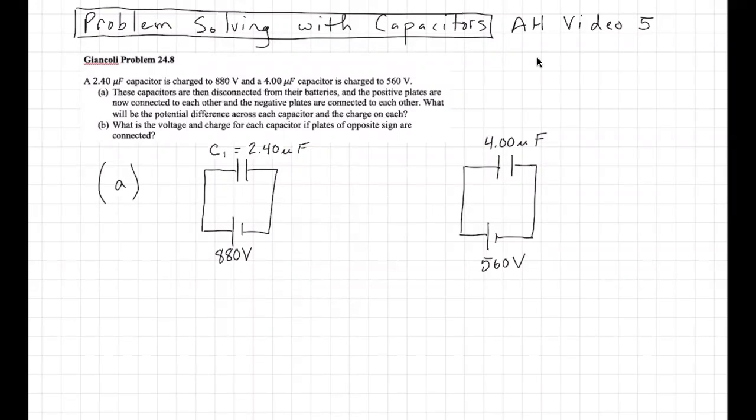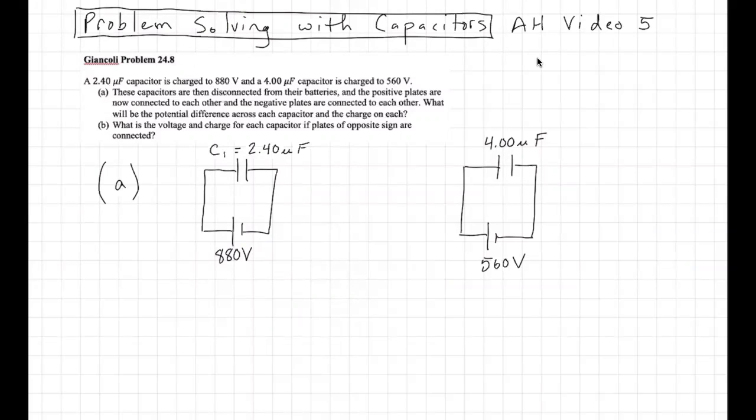So I'm taking Giancoli problem 24.8, should be in your book, and you can look it up and try it for yourself if you want before you watch this video. But I'm just going to work through my solution. So the statement of the problem, there's a 2.4 microfarad capacitor, which is charged to 880 volts, and a 4 microfarad capacitor that's charged to 560 volts.